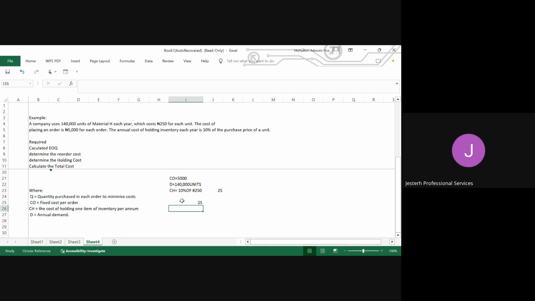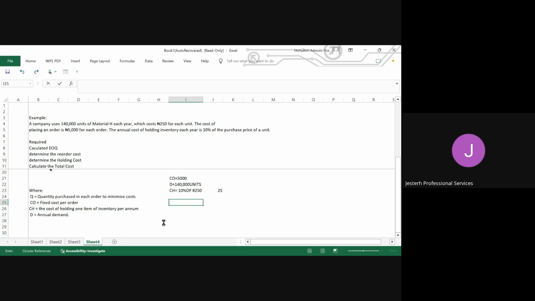It means any amount of the material that we are bringing into the store, our holding cost is going to be 25 naira per unit. If we bring 10,000, we are going to multiply that 10,000 with 25 naira. As we are solving this question, you get more light on how this works.